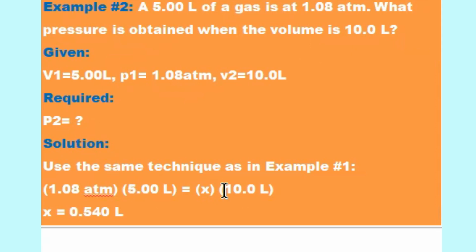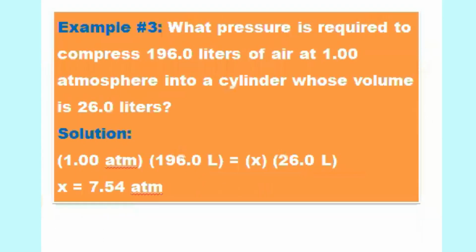Solution, use the same formula as discussed in the first example. 1.08 atmosphere multiplied by 5.00 liter equals X multiplied by 10.0 liter. X is P2, and divide both sides by 10.0 liter, and at the end we will obtain 0.540 atmosphere.